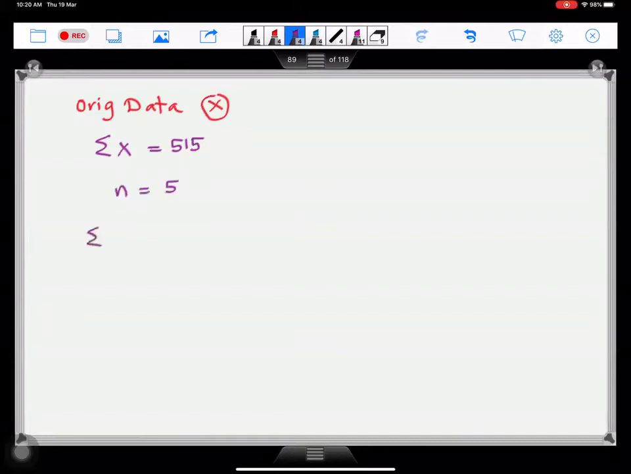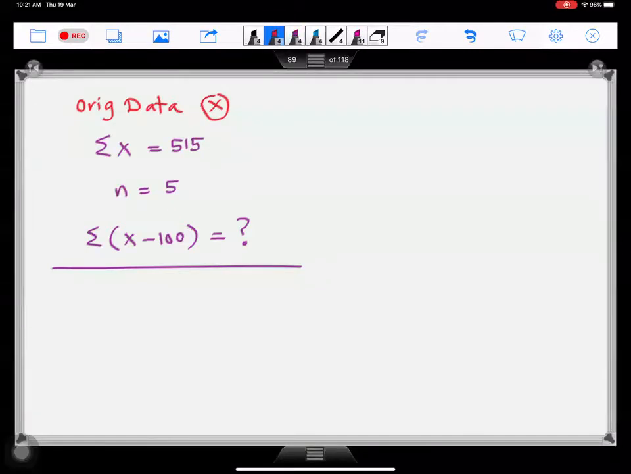And the coding I'm using is x minus 100. And the examiner is asking me to calculate sigma x minus 100 square. Can I calculate this? Yes, I can, without even knowing the original data. Because the trick is, there were 5 pieces of observation. Whatever the original data was, 100 was subtracted 5 times from that data.